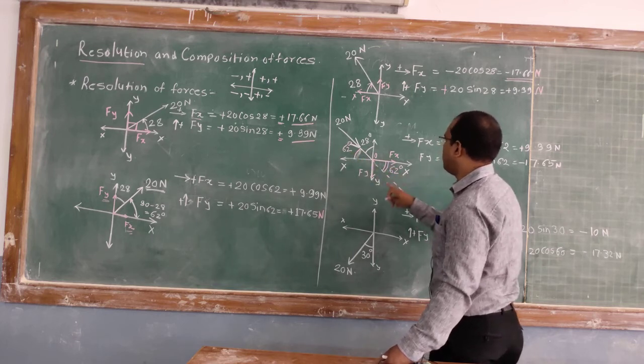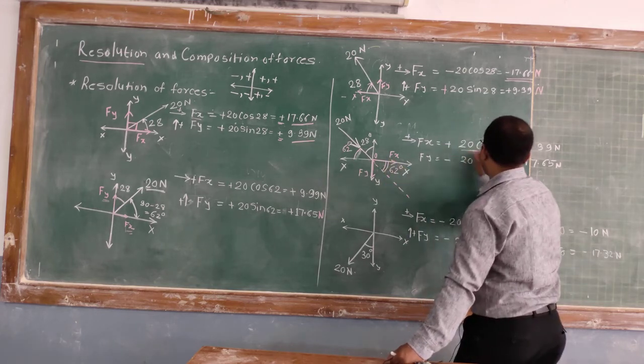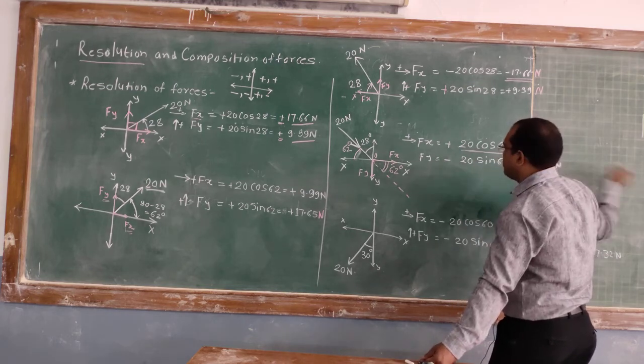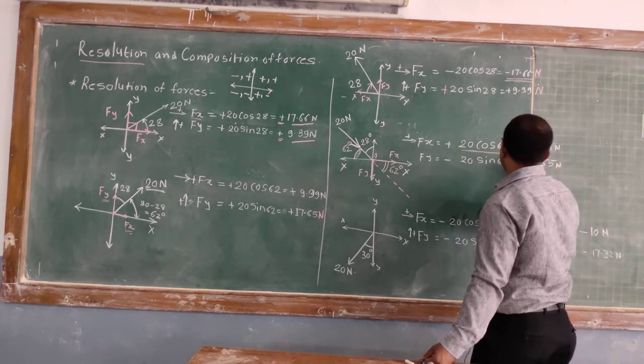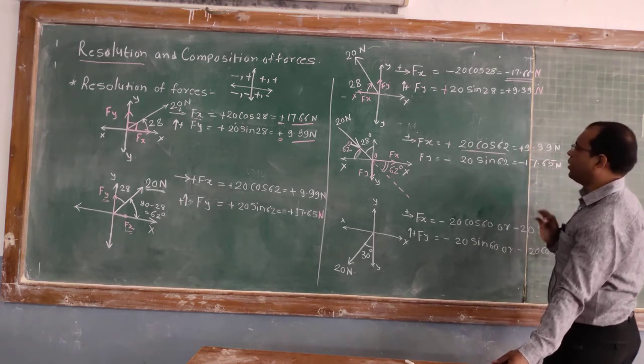So what is the x component? 20 cos of 62. This x component is 20 cos of 62 and it is coming towards the positive x direction, therefore it is positive. The answer is positive, therefore the answer is positive 9.39 Newton.